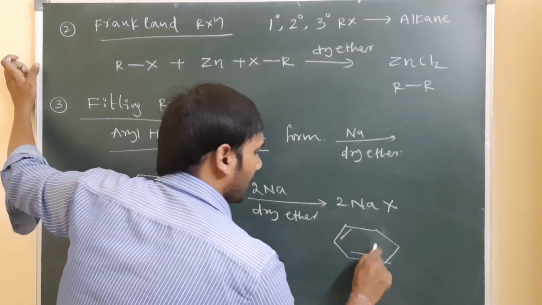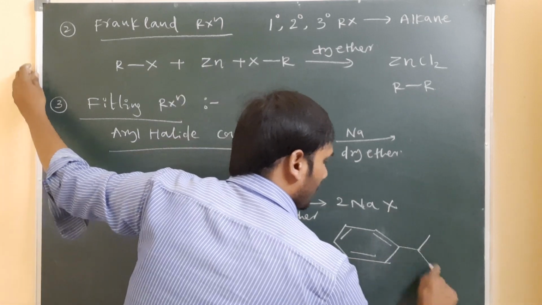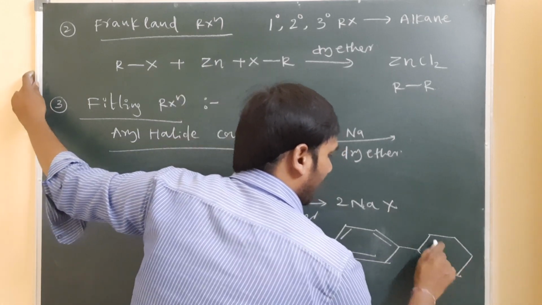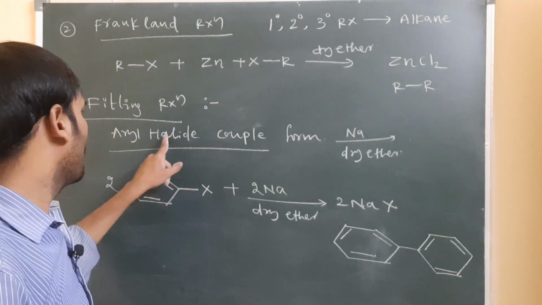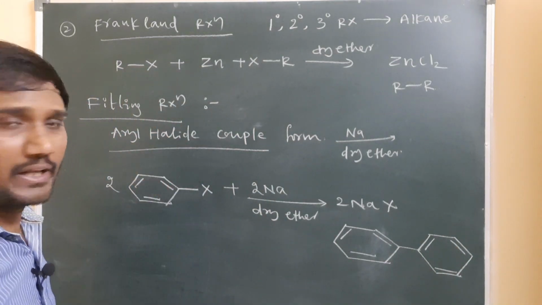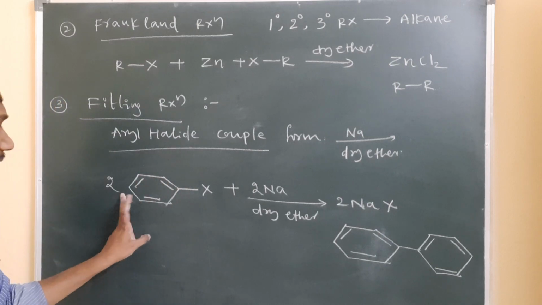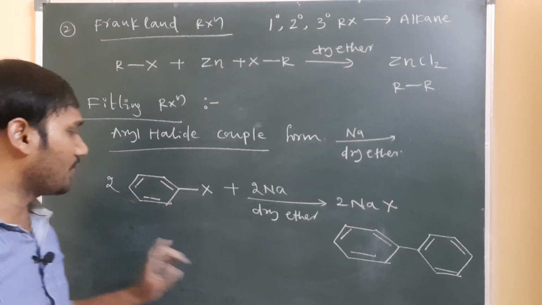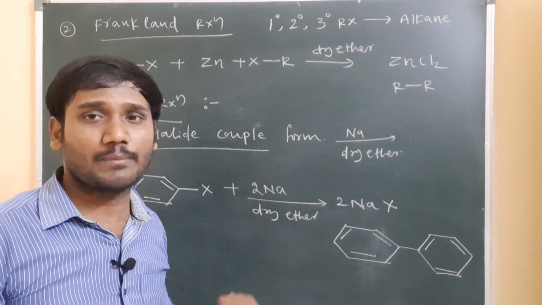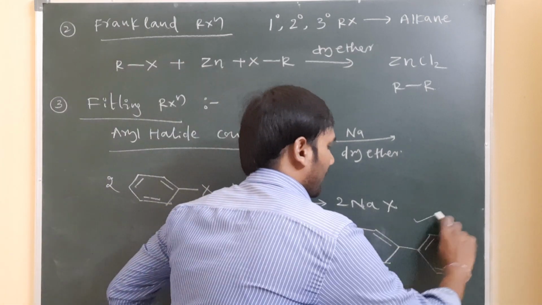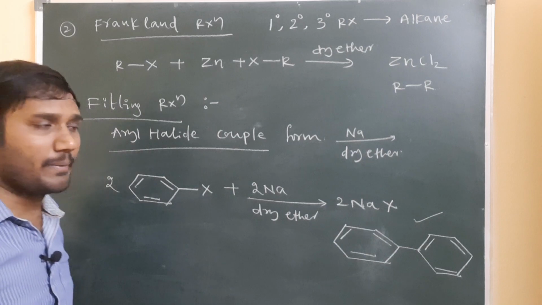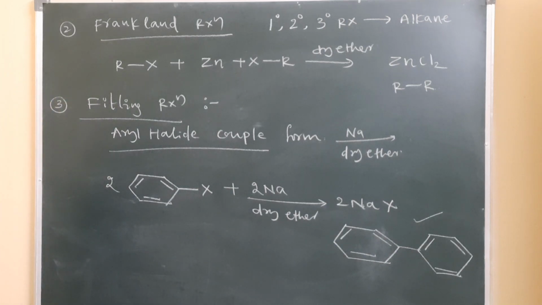So when you take a couple of aryl halides, the coupled product formation takes place, and this is the Fittig reaction. Once again, the aryl halides react with 2 atoms of sodium in the presence of dry ether, and the product formed is biphenyl. This is the Fittig reaction.